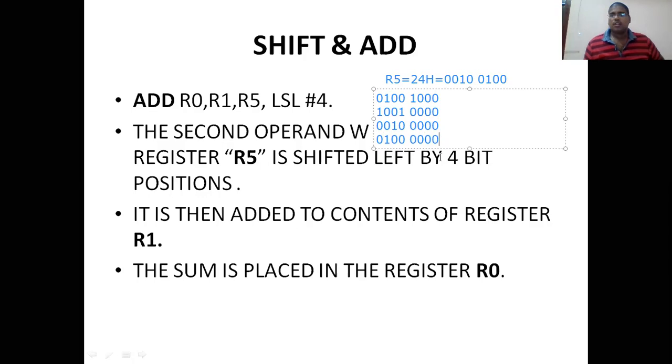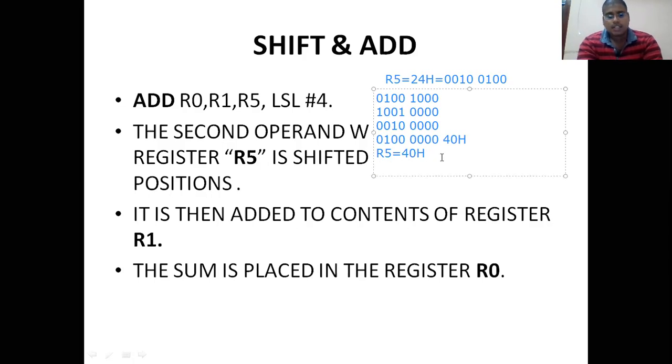So what I have got, the answer is 40H. So instead of 24, I got 40H for shifting logical shift left 4 times. This updated value is going to be stored again in R5. That means previously R5 was 24, but now its value is changed to 40H.